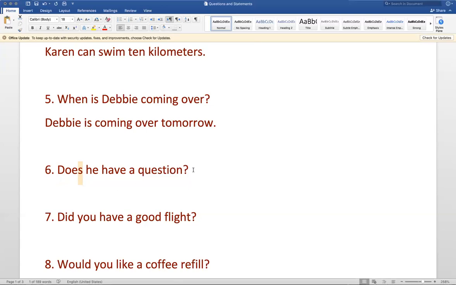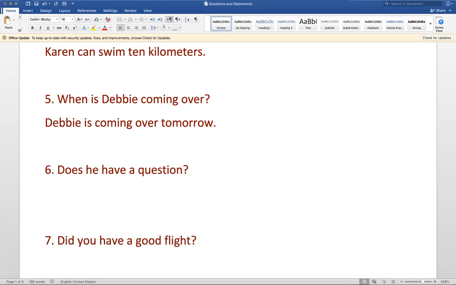Now, when we change it to a statement, we'll start with our subject, he, and we're dropping the does. We don't need it anymore. But because we're dropping it to make it into a statement, we need the S. So we're going to put it in the have. So it's he has a question. And there's our statement. He has a question.